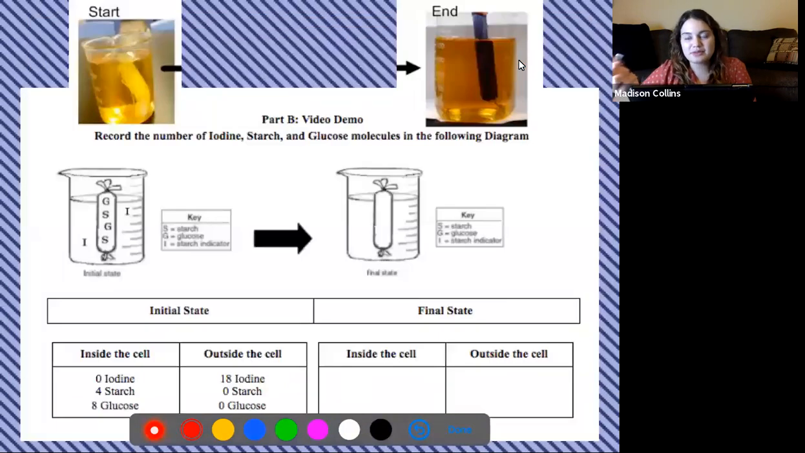Now, here's the time in which I would do a demonstration for you about what you will see in lab tomorrow. But because I am in my home, I don't have any of these lab materials here.